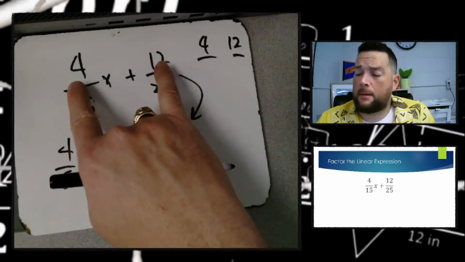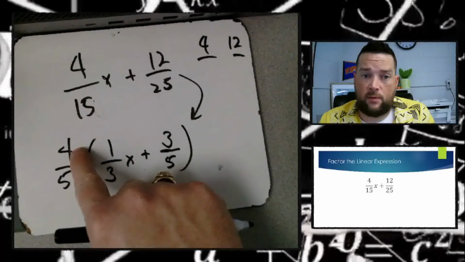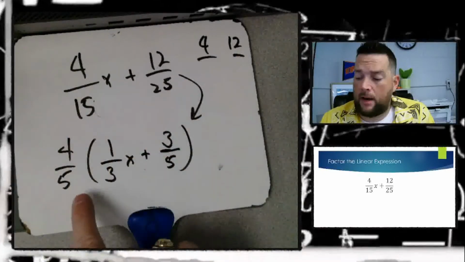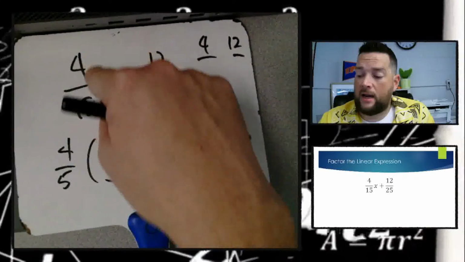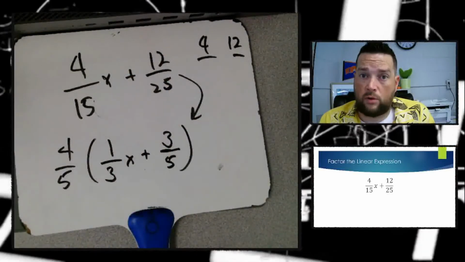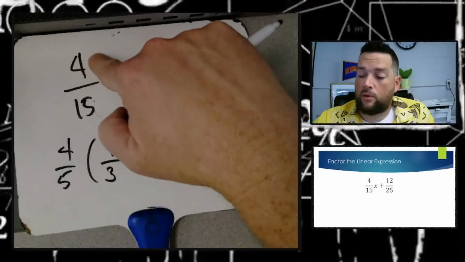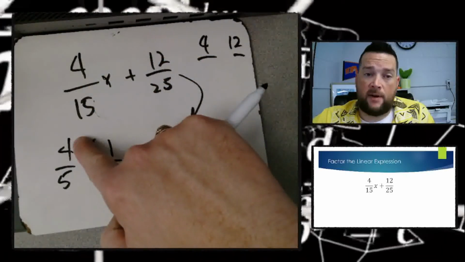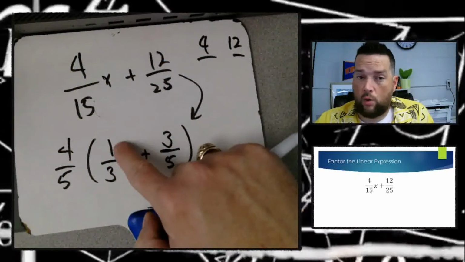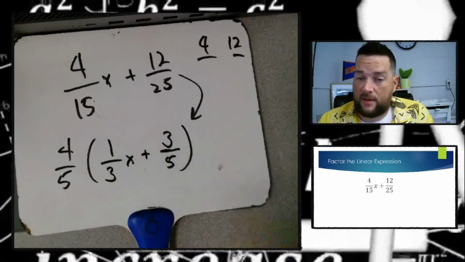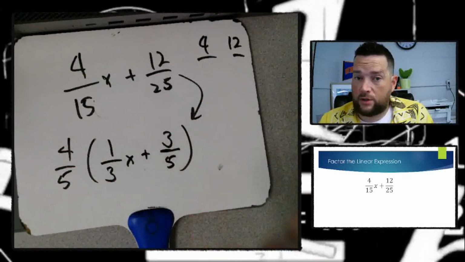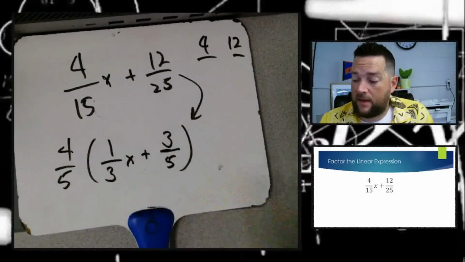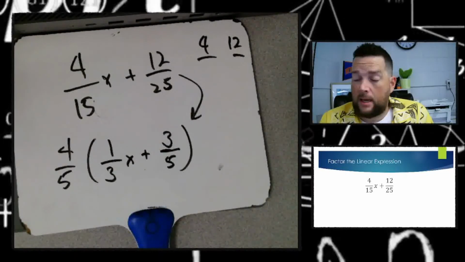You find the greatest common factor of your numerators, that's 4. The greatest common factor of your denominators, that's 5. And then you divide each number by their respective number that you need to divide it by. So for this add-in, the numerator divided by the greatest common factor's numerator, 4 divided by 4, that's your 1. 15 divided by 5, that's your 3. 12 divided by 4, that's your 3. 25 divided by 5, that's your 5 right there. All right?